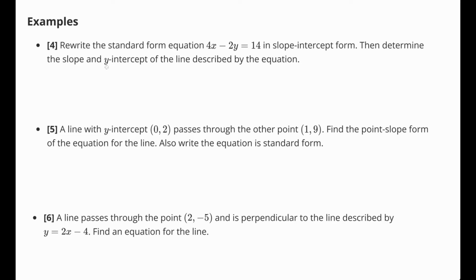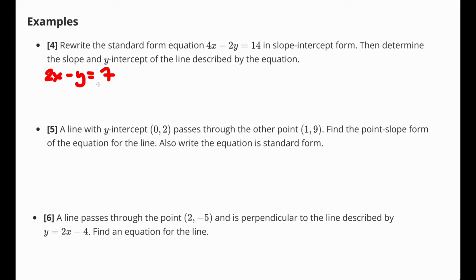So it says rewrite the standard form equation 4x minus 2y equals 14 in slope-intercept form. First thing I'm going to do is simplify everything as much as humanly possible, so I'm going to divide everything by 2. Okay, it just makes the problem easier to look at.